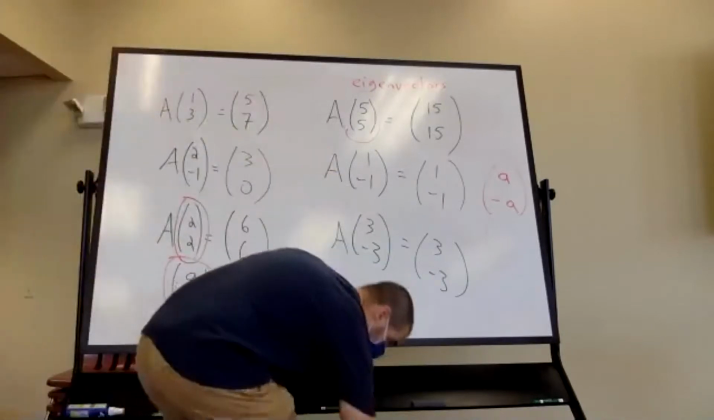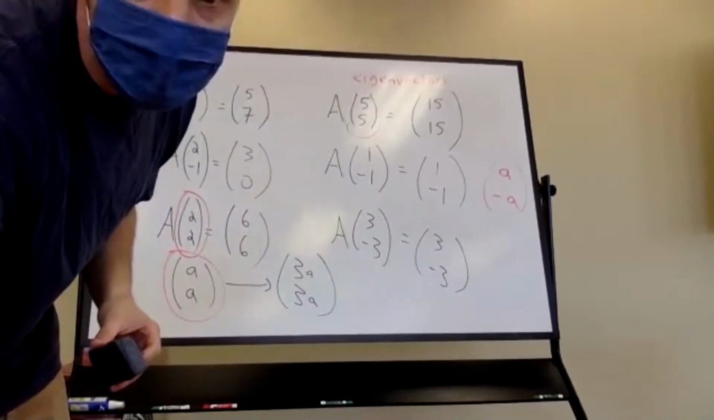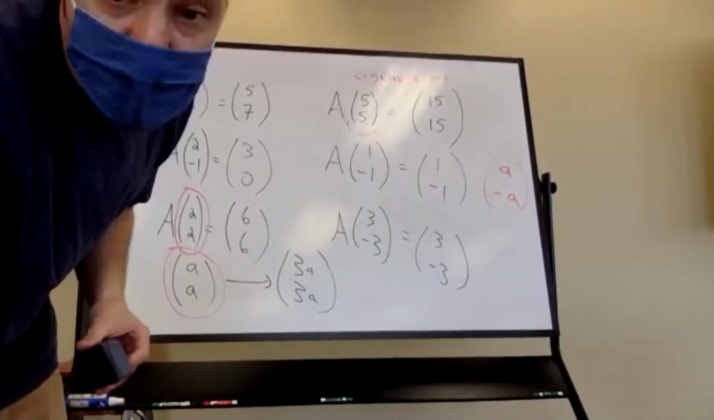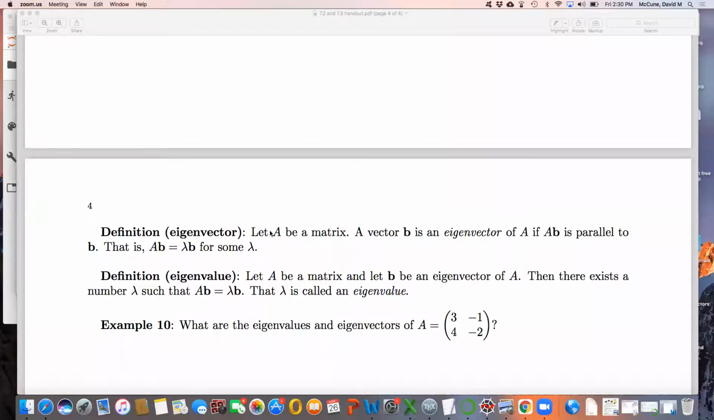So let me just put up a formal definition here. Okay, so let A be a matrix. A vector B is said to be an eigenvector if A times B is parallel to B. So you feed B in and A gives you a multiple of B back. In other words, A times B is just some scalar multiple of B. All it's saying is there's some stretch factor, like maybe you triple, maybe you quadruple, maybe you cut in half, I don't know.